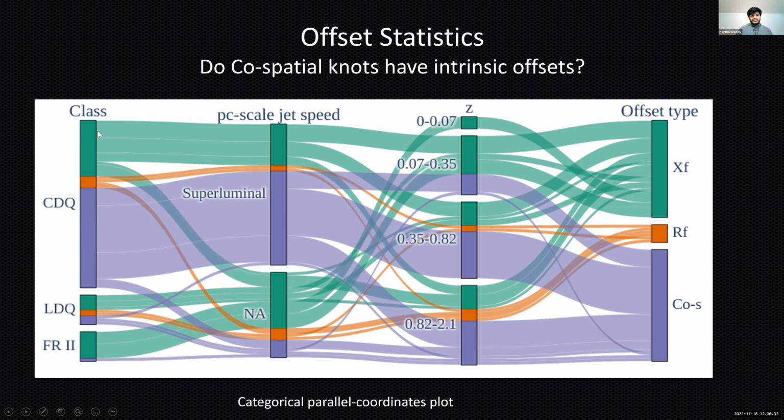So the way to read this plot is each stripe represents a group of one or more knots with identical coordinates. So for example, if I have a few knots in CDQs, which have superluminal motions in their parsec scale speeds, which suggests that their jets are closely aligned, then they reside in a redshift of 0.07 to 0.35, and they have an acceptable offset.